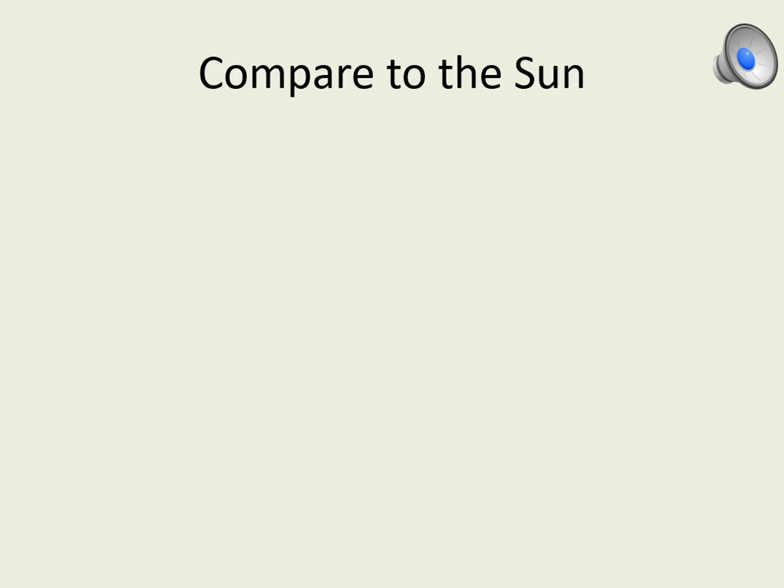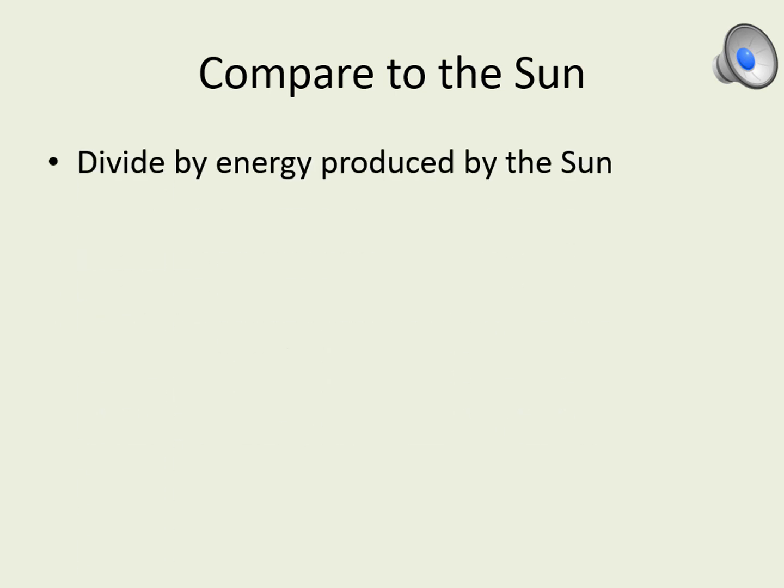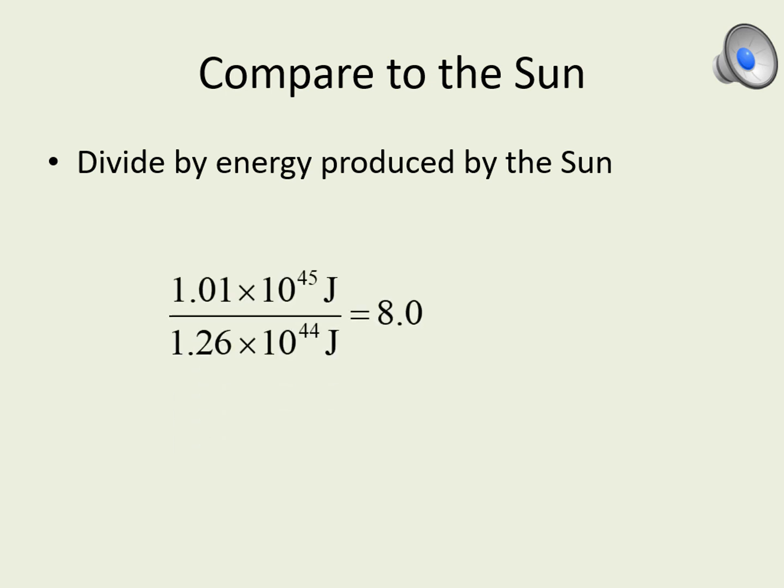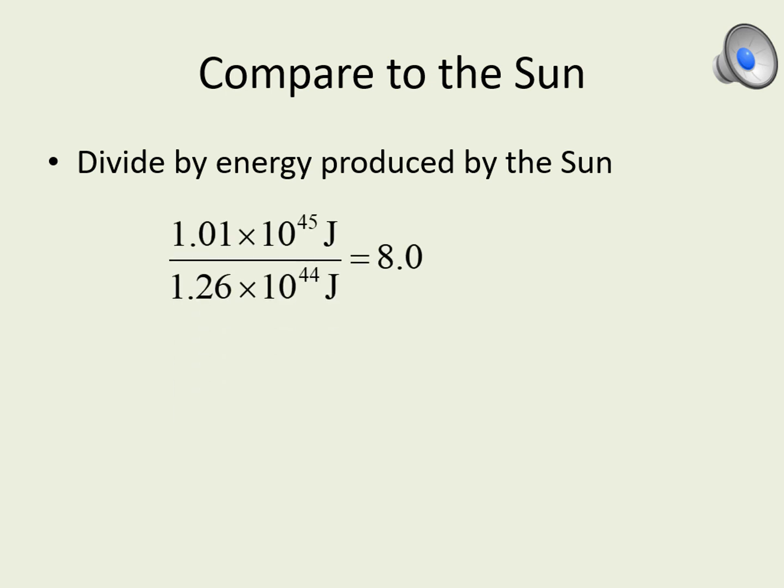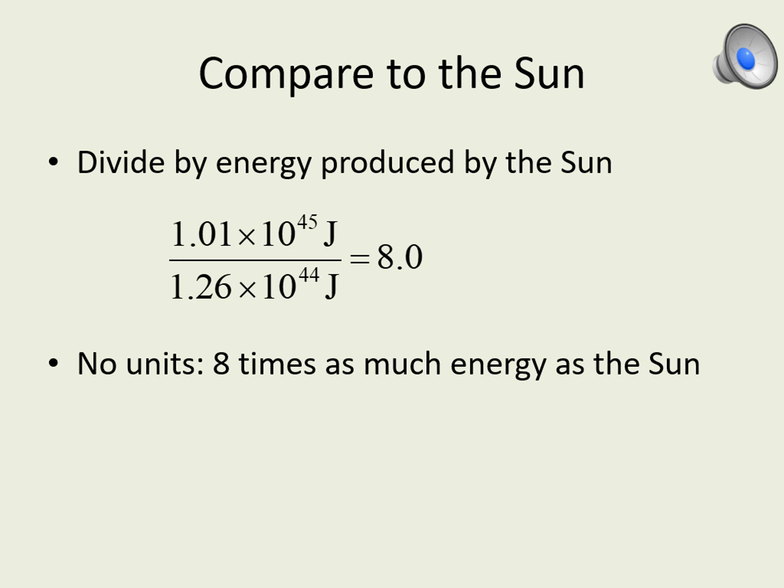The last step in the calculation is to figure out how many times bigger or smaller this is than the energy produced by the Sun. To do this, just divide the energy you just calculated by the energy of the Sun. Notice that when you do this, the answer is much smaller. If you're getting a bigger exponent here instead, that tells you you're not entering the exponents in your calculator correctly. Make sure you're using the EE or EXP key and don't put in extra times tens. The answer here has no units. It's simply 8 times as much energy as the Sun produces.